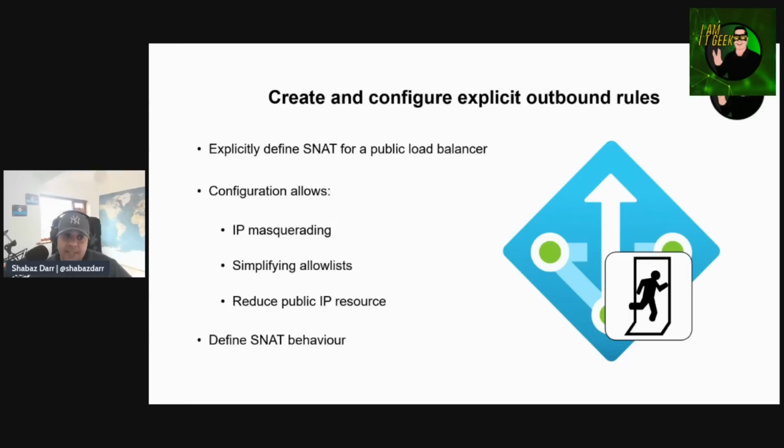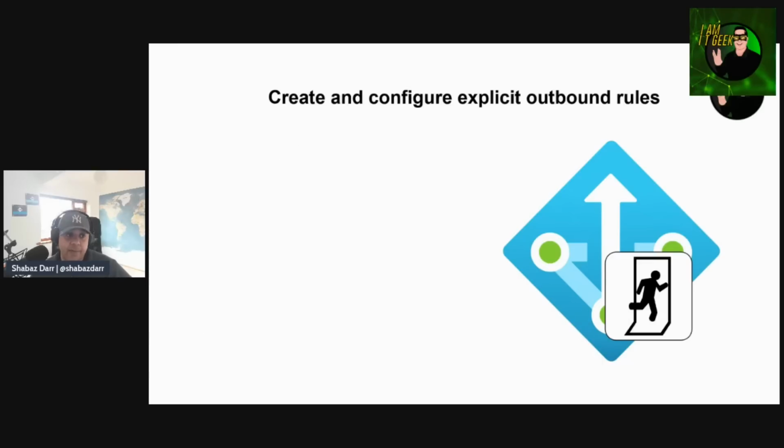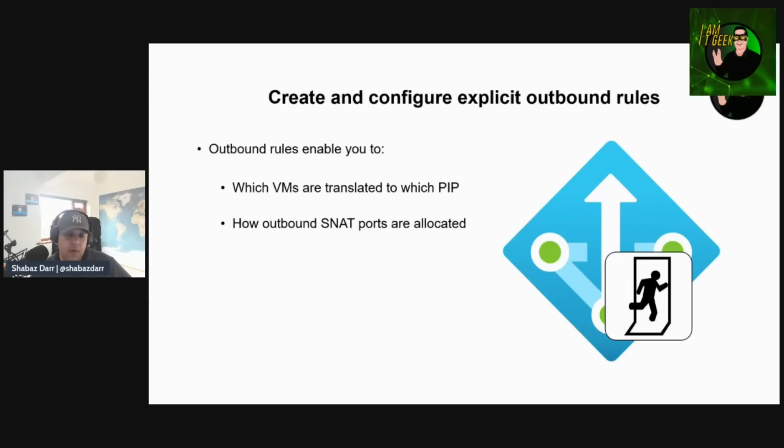I just want to stick on this topic of creating and configuring explicit outbound rules before handing over to Mohammed Sajid. Outbound rules allow you to control which virtual machines are translated to which public IP address. Say that you have two rules where one backend pool uses both IP addresses, and another backend pool uses another IP prefix. It also lets you control how outbound SNAT ports are allocated.